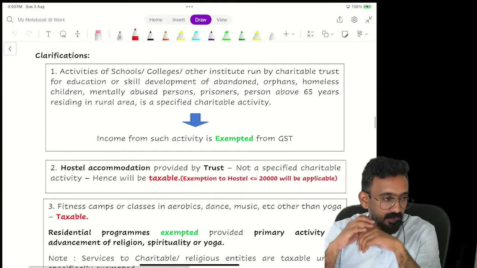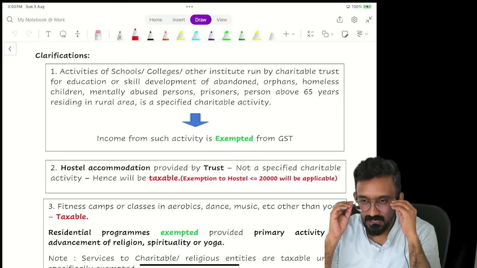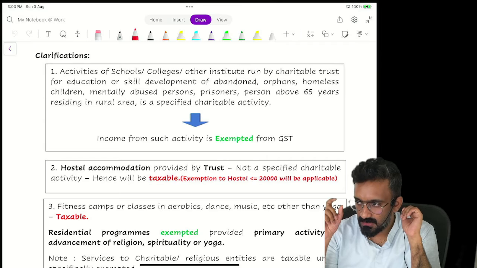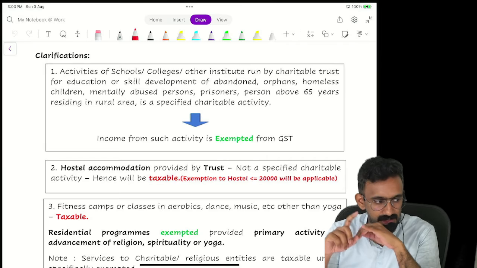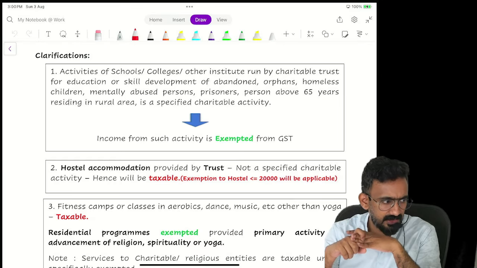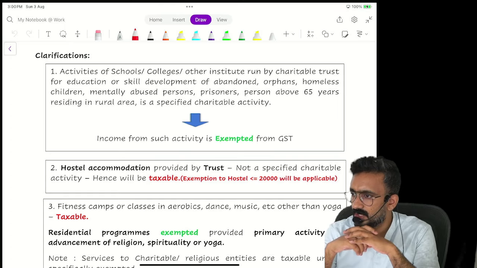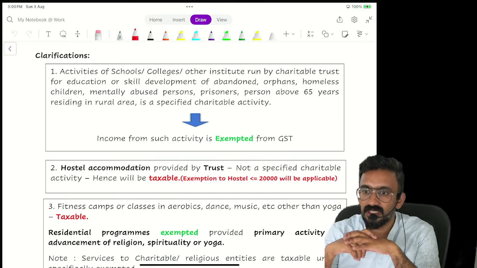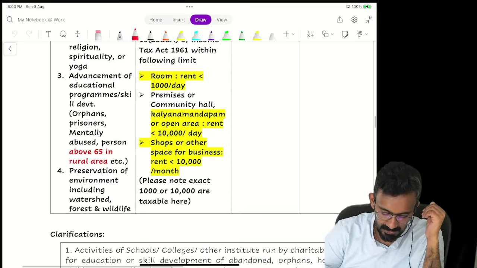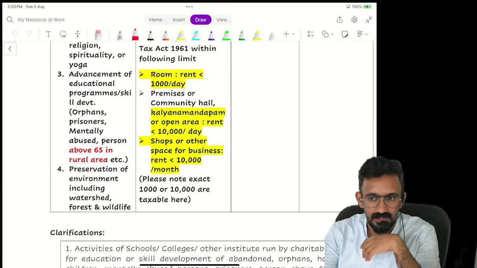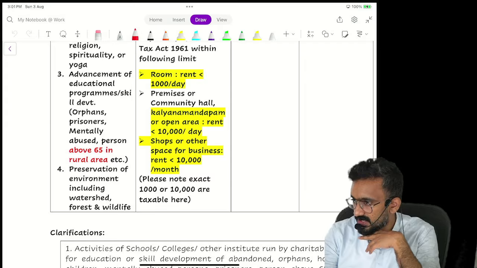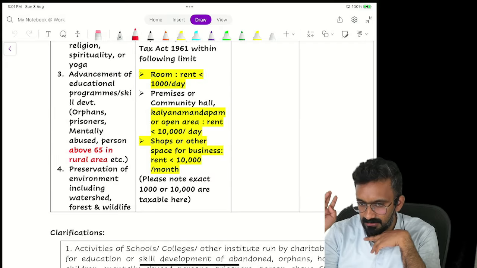Look at clarification number 1. What if a charitable entity is running a school or a college for skill development of prisoners, orphans, persons above 65 in rural area? Would that be considered to be a specified charitable activity? Yes, they've clarified it. What is that point in our main 4 activities? The third activity. It will be treated as a charitable activity.